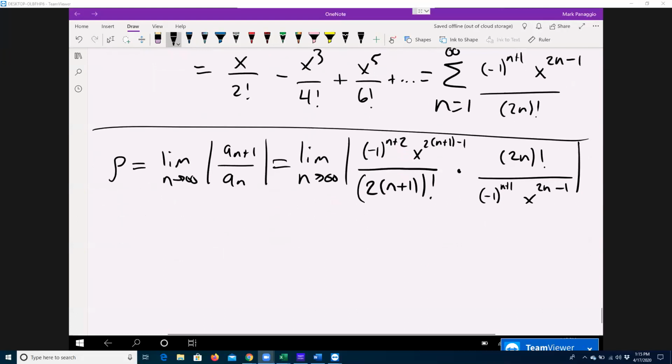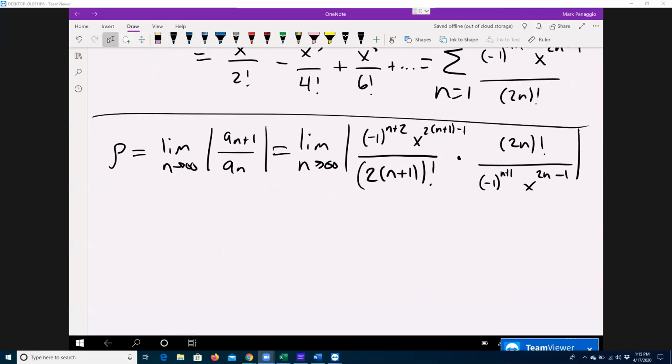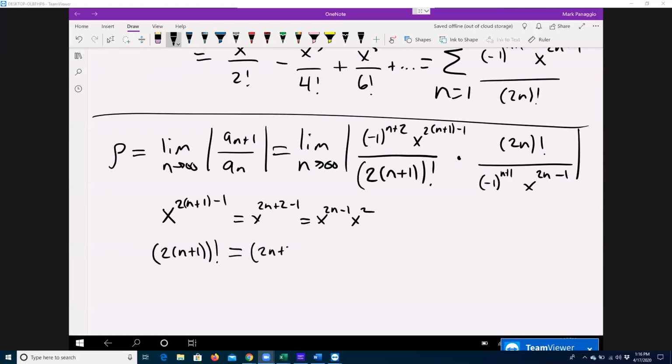And so that will just be the same as multiplying by the reciprocal of a_n. And before we can simplify that, let's notice a couple of things. x to the 2(n+1) minus 1 is the same as x to the 2n plus 2 minus 1, which is the same as x to the 2n minus 1 times x squared. It's because it's just got 2 extra powers of x. And similarly, 2 times (n plus 1) factorial is 2n plus 2 factorial, which is just 2n plus 2 times 2n plus 1 times 2n factorial.